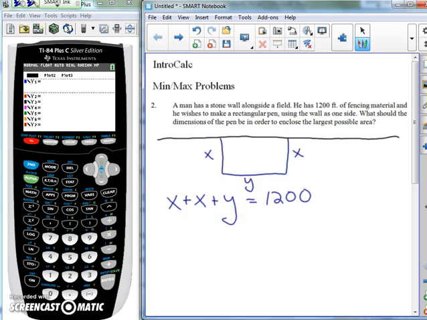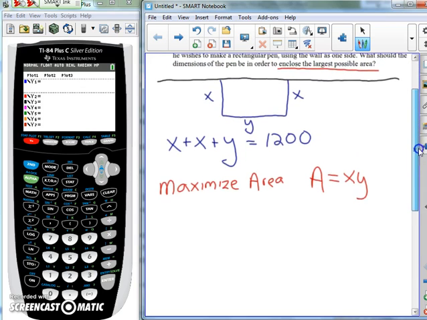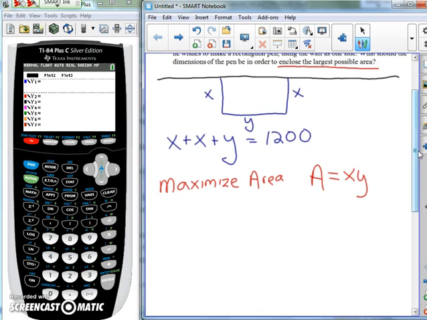Reading the problem, you can say that we want to enclose the largest possible area. So that's going to be our target, that we're trying to maximize area. And it's just a rectangle, so area is x times y. All that needs to be done is to solve the first equation, the constraint, for either x or y. Substitute it into the other equation, and we are finished.